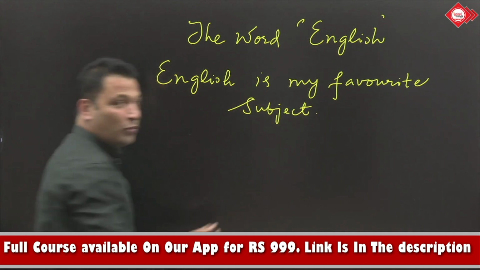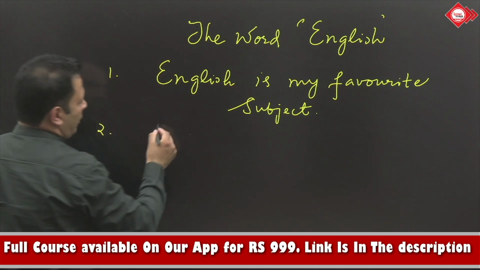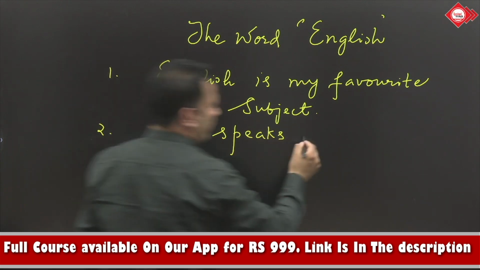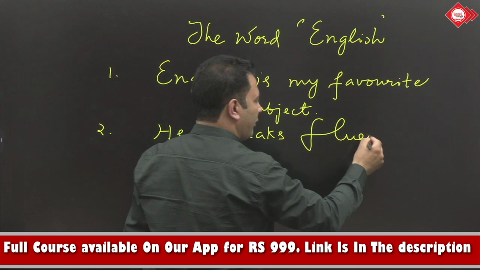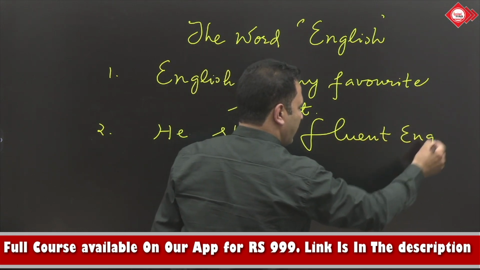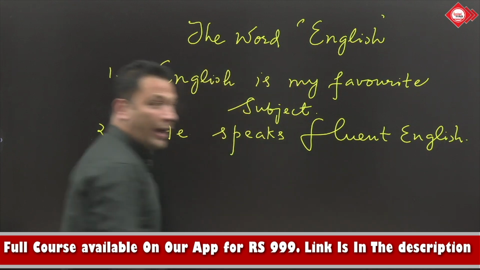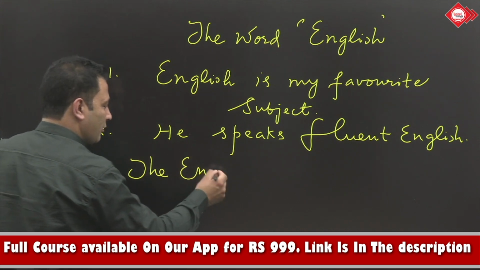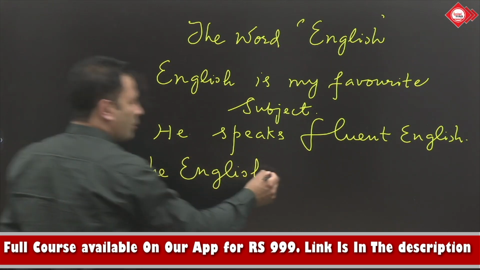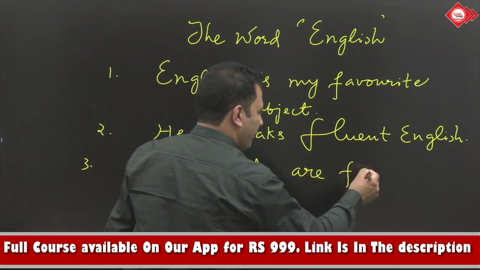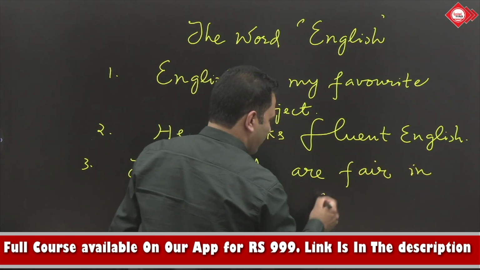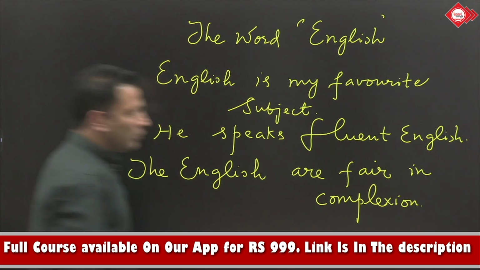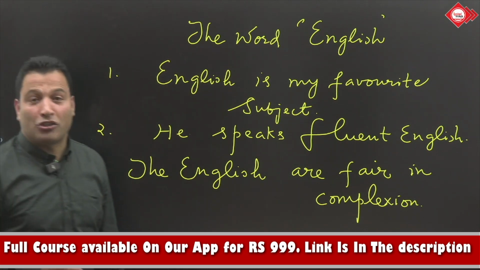This is sentence one. Sentence two, he speaks fluent English. He speaks fluent English. And sentence three, my dear friends, the English are fair in complexion. The English are fair in complexion. Now, these are the three dimensions of English, my dear friends.